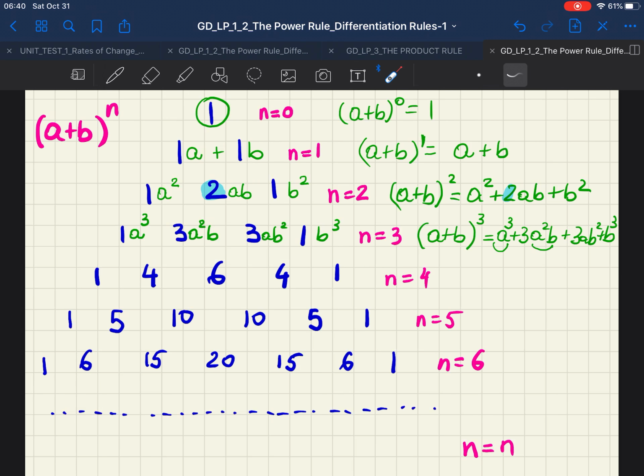Now, in the next term, a will lose a power, so it will go from 3 to 2. B will gain a power, so it will go from 0 to the power of 1. The next term, a will lose another power and b will gain a power. And in the last term, a will have no power, so it will be power of 0, and b will be to the highest power, power of 3.